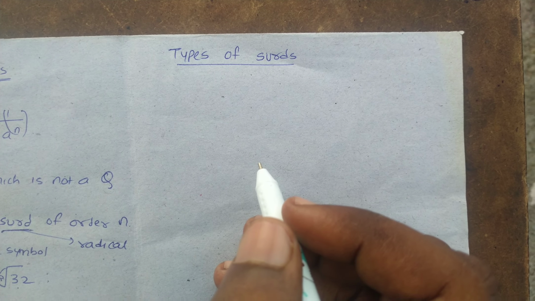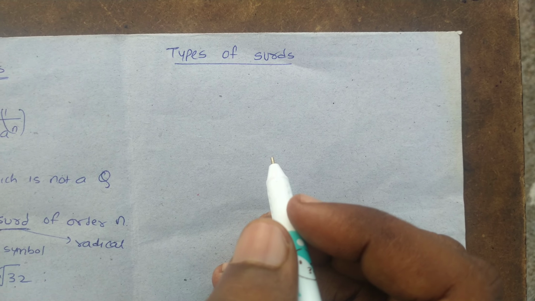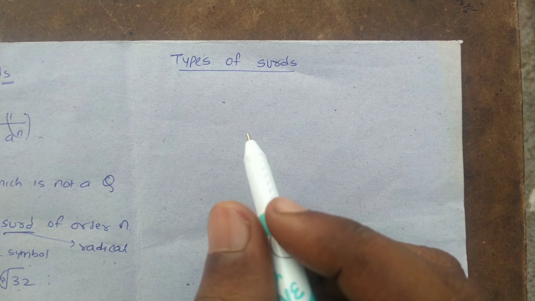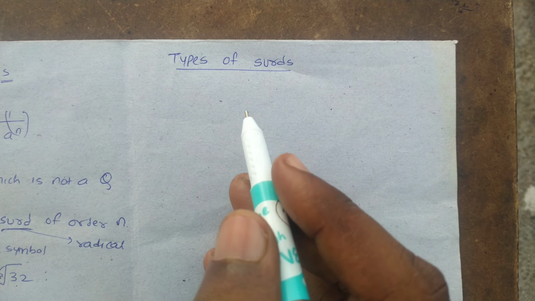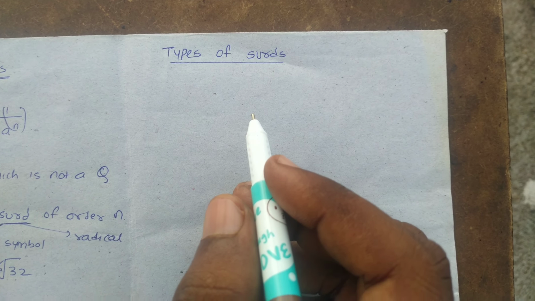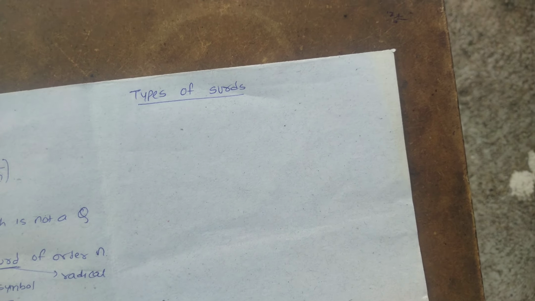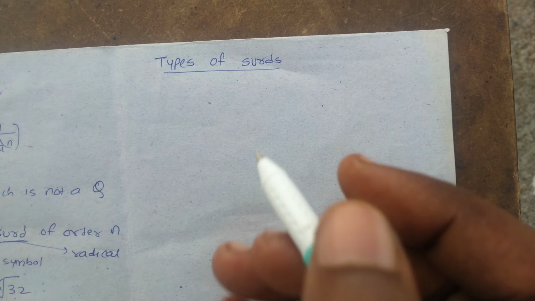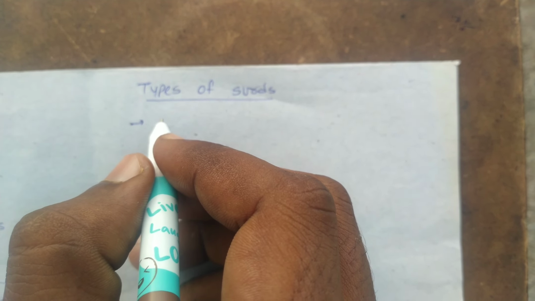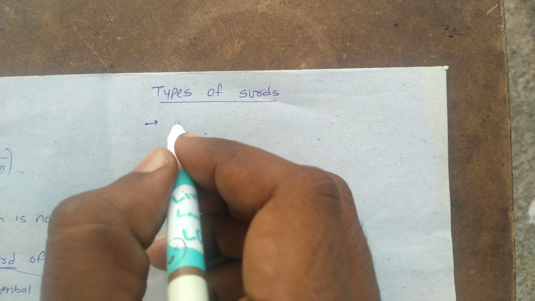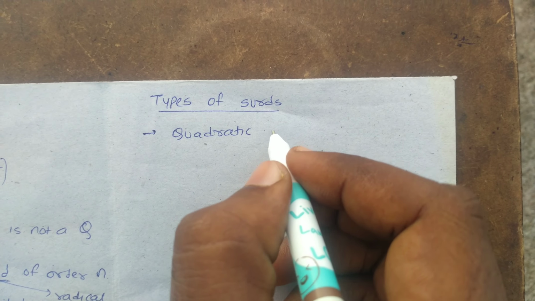Hi friends, in the previous class we studied surds, their introduction and types. Now we are going to explicitly see the different types of surds, and I am going to explain each one of them individually. The first surd I explained yesterday is the quadratic surd.